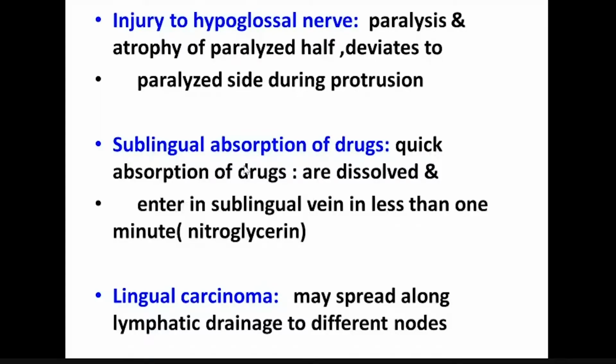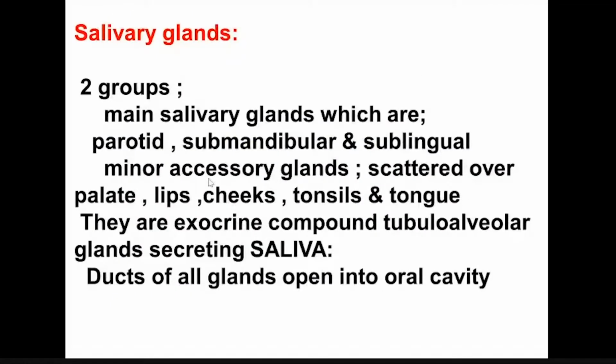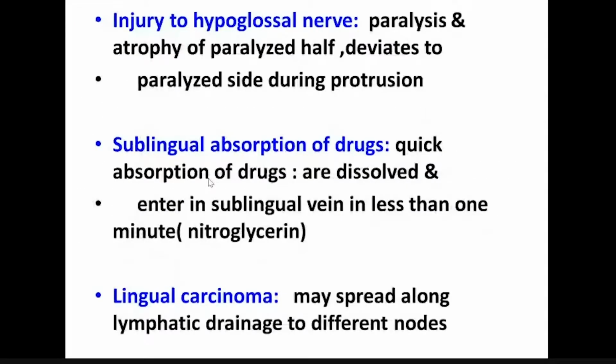Lingual carcinoma, as I said, with lymphatic drainage, this might spread along the lymphatic drainage to different nodes. That of the tip spreads to the submental lymph nodes. If it is in the medial part of the anterior two-third, then it might spread to the lower deep cervical lymph nodes. If it is in the lateral parts of the anterior two-third, to the submandibular lymph nodes. From the posterior one-third, directly they might pass to the upper deep cervical lymph nodes.